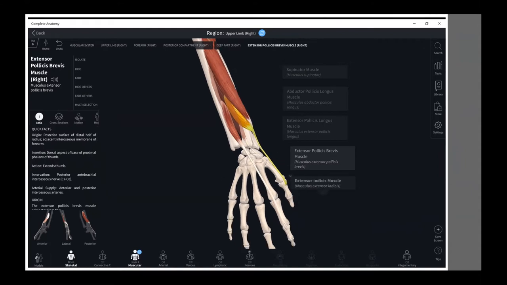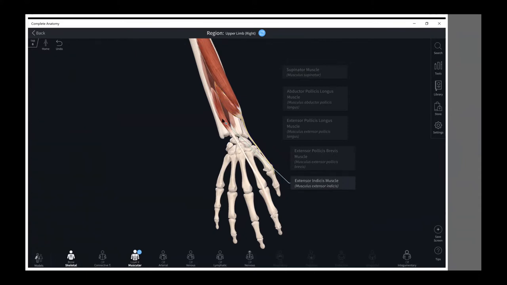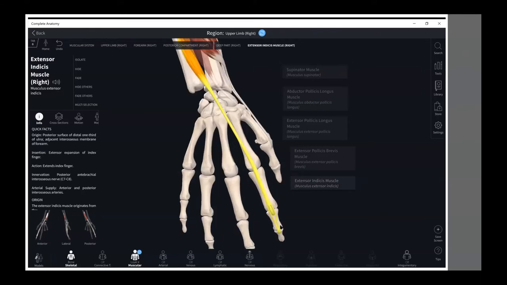And then lastly, the extensor indicis, get that highlighted, which has its origin on the posterior surface of the distal one-third of the ulna and the interosseous membrane. It inserts into the extensor expansion of the index finger. So way out here. And it extends that index finger. And again, innervation is through the posterior antebrachial interosseous nerve, or C7, C8.